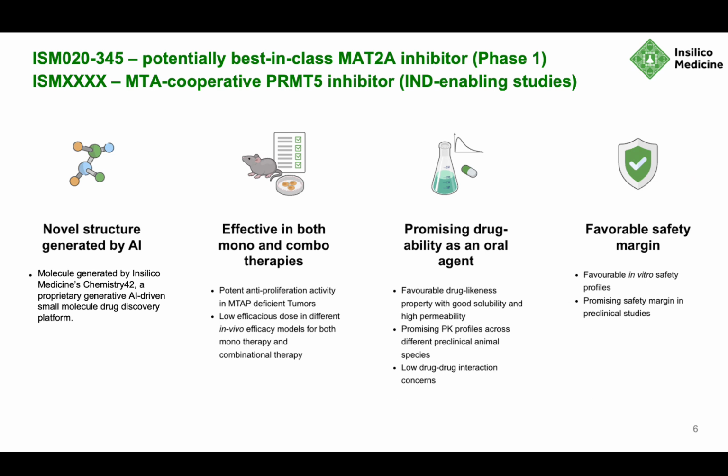And so how we expect this will translate into patients is that by using the combination, we'll have an improved safety profile in combination versus monotherapy. By using lower doses of both MAT2A and PRMT5, we can suppress PRMT5 sufficiently to trigger tumor cell death and spare those normal cells.